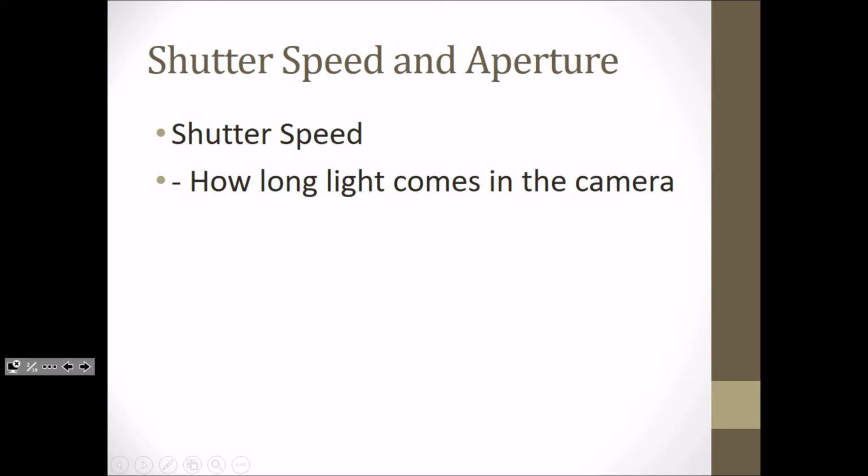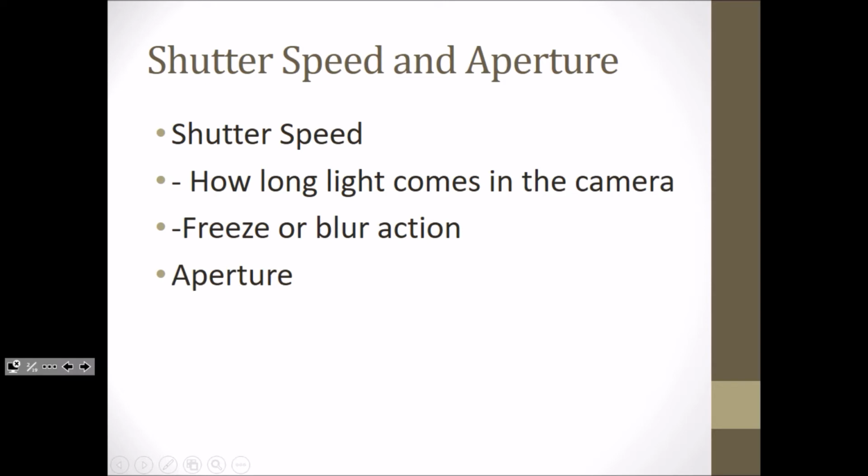The secondary function of shutter speed is going to be to freeze or blur action. We can slow down the movement of an object, or we can freeze it in time depending on how fast or slow that shutter is going to be.